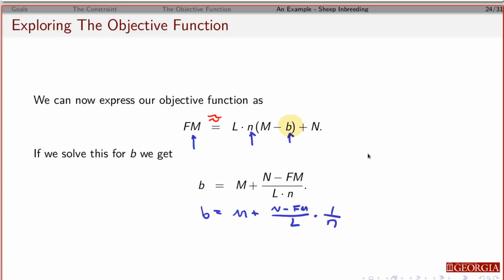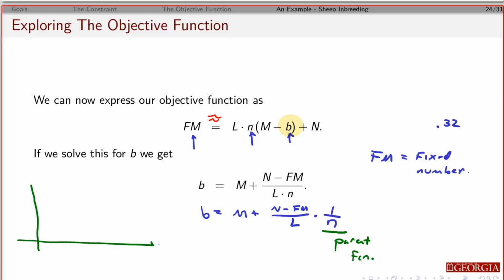What does this mean? So now I'm going to just suppose that my fleece mass is a fixed number. I'm just going to set this to some particular number, like 0.32. Suppose it's 0.32, and I'm going to ask what happens here. What do I have? This is my parent function, 1 over n. Let me change colors here. So it looks like that.